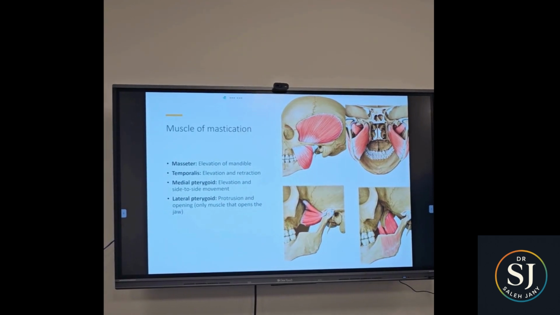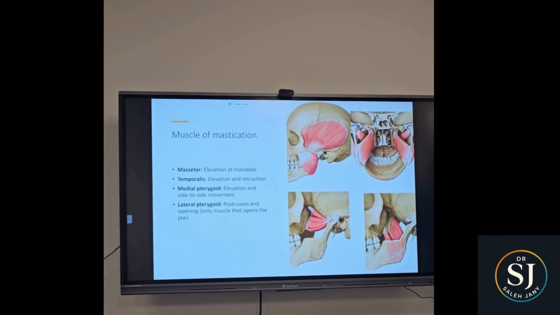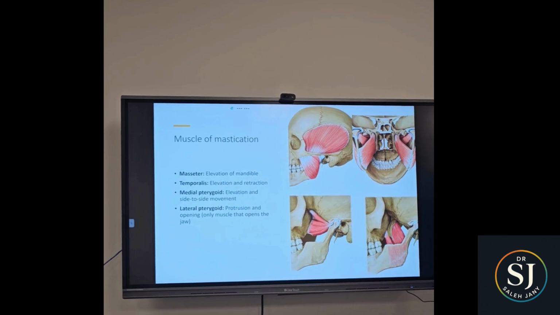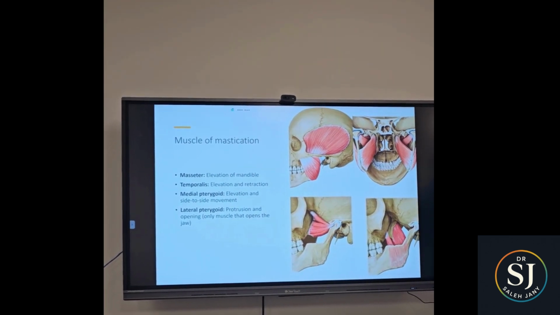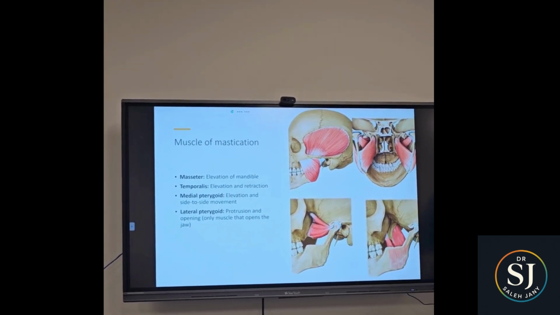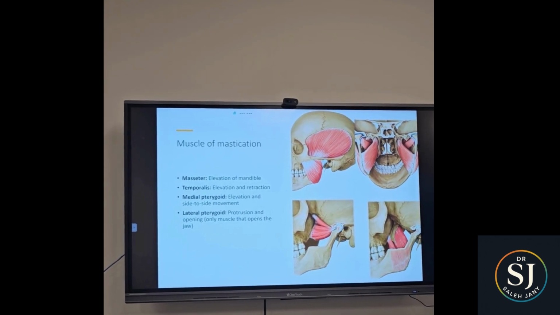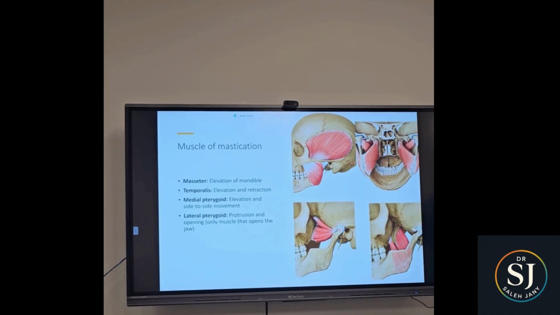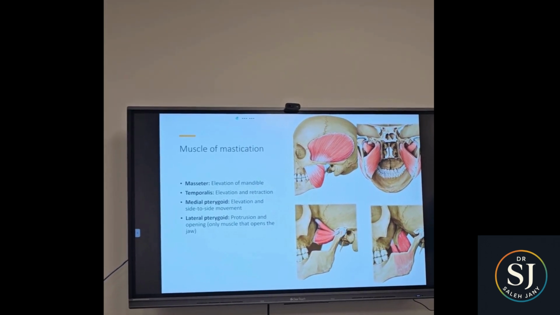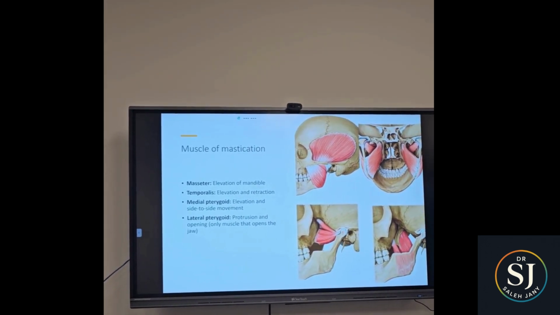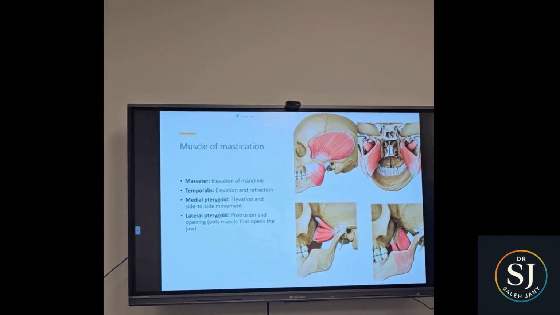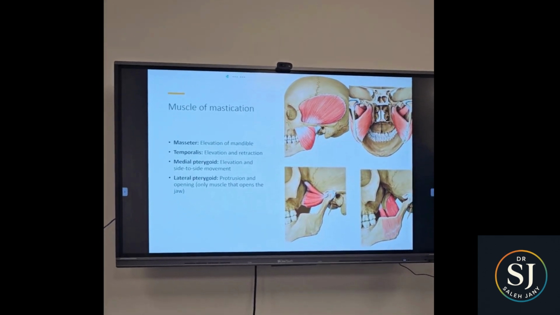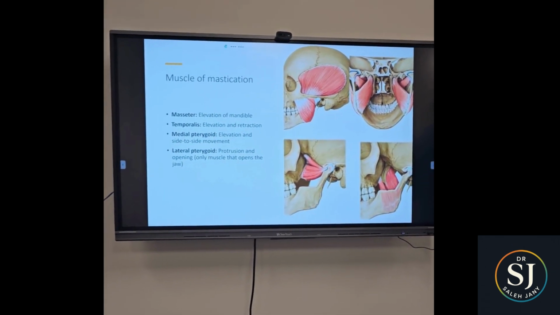4 extrinsic muscles: styloglossus, hyoglossus, and genioglossus. They are supplied by the hypoglossal nerve. Just one cranial nerve for the tongue, and it supplies only 3 of them. The last one, palatoglossus, is supplied by cranial nerve number 9, the glossopharyngeal.